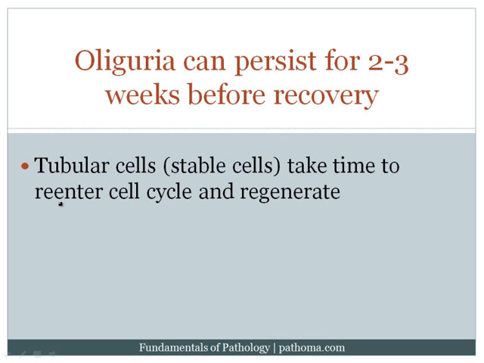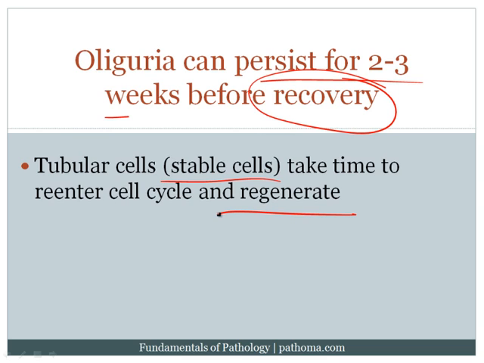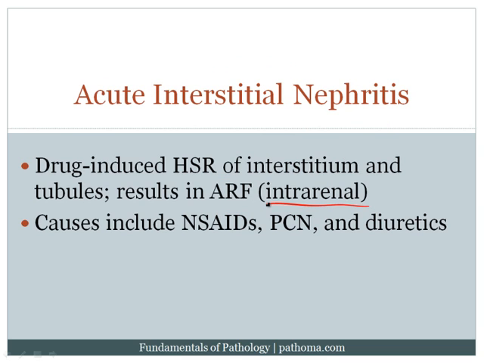It's important to note, however, that the oliguria that the patients experience can actually persist for 2 to 3 weeks before they actually recover. Now, the reason for this is that the tubular cells, especially the proximal tubular cell, is a stable cell. And remember from our earlier discussions from general pathology that stable cells are cells that have the ability to re-enter cell cycle but are currently out of cell cycle. And so it takes a little bit of time for the tubular cell to actually re-enter cell cycle and then eventually regenerate. Another important cause of intrarenal azotemia is acute interstitial nephritis.